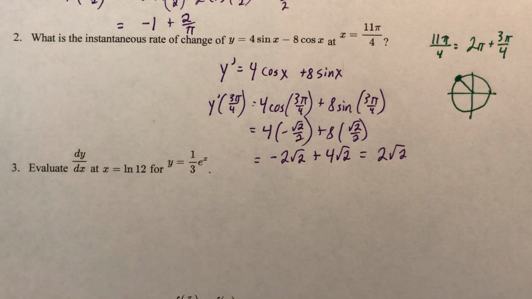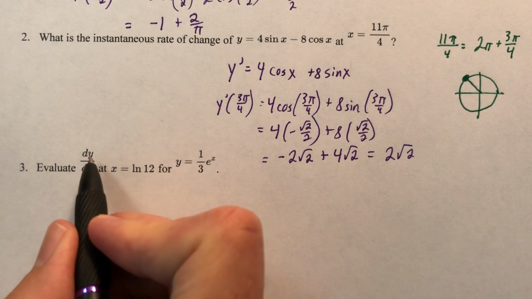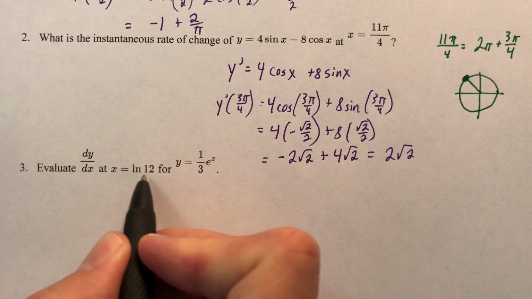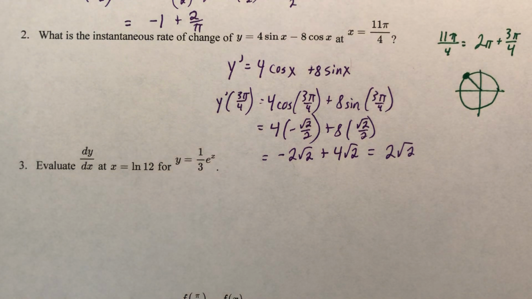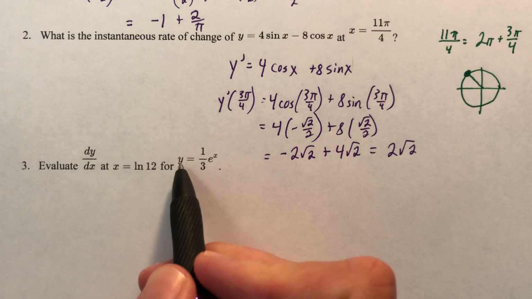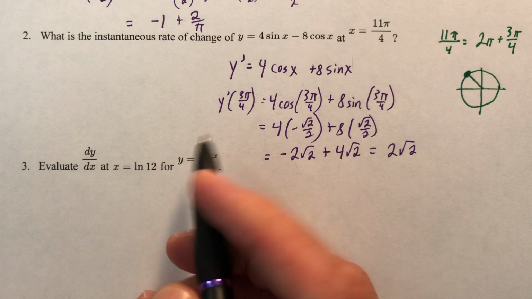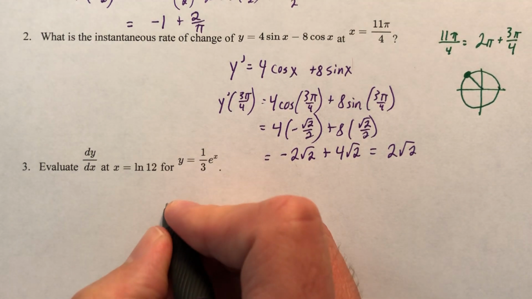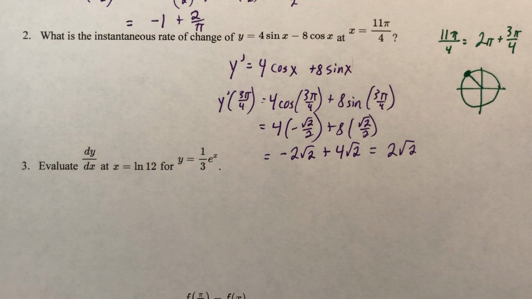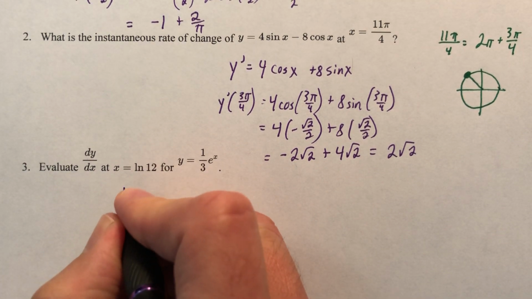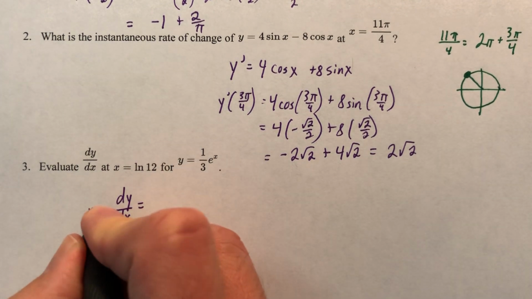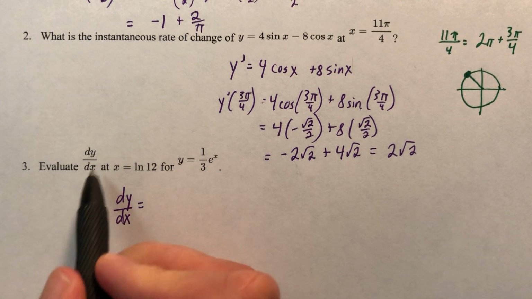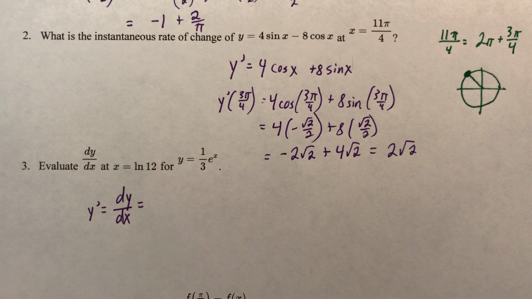Now it's asking the same question in a different way. Evaluate dy dx at x equals natural log of 12 for y equals 1/3 e to the x. Like, what? Okay, I need to know the derivative of this first. So you can call it y prime if you like. I'm not going to call it y prime. I'm going to call it dy dx, dy over dx. It's the same thing. They're all the same. But they're using the Leibniz notation in this context, so that's what I'm going to do.